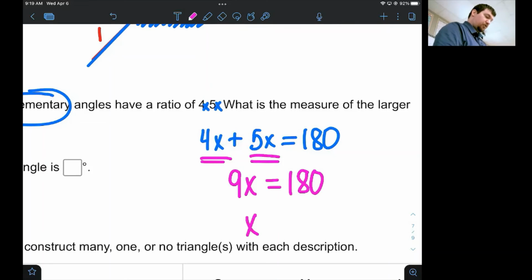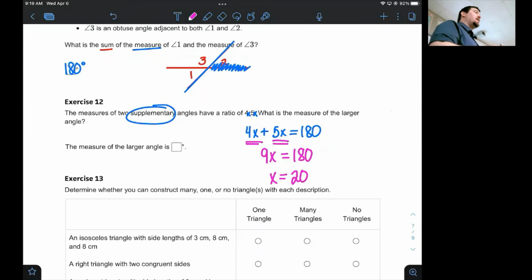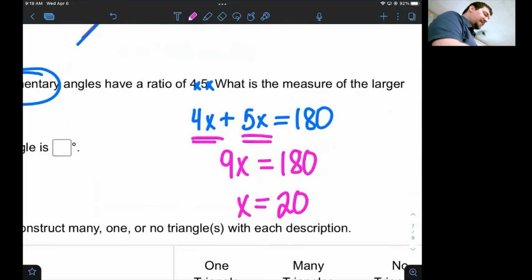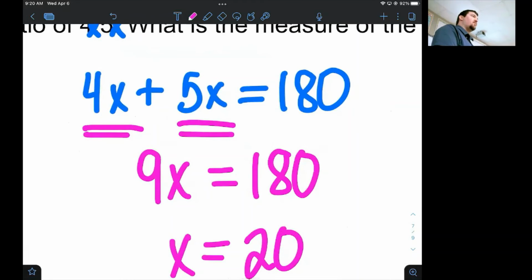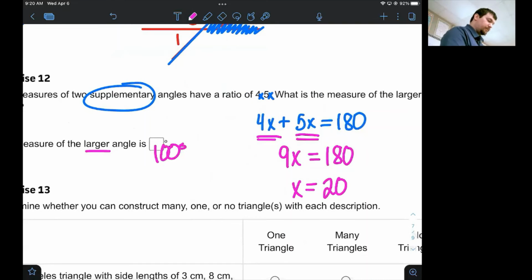Frank? 20. Now, that is not my answer. That is just the factor that both angles have. Which angle is the larger angle? Is it the 4X or the 5X angle? The 5X. So if X equals 20, 5 times 20 is 100. The larger angle is 100 degrees. Again, if X is 20, just plug 20 in for X right there. So that larger angle is 100 degrees. Now it doesn't ask me for the smaller angle, but if you know they add up to 180, what would the smaller angle have to be? 80.